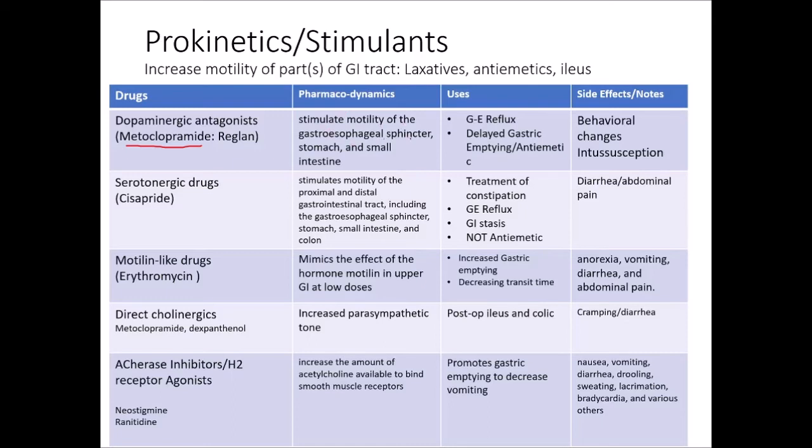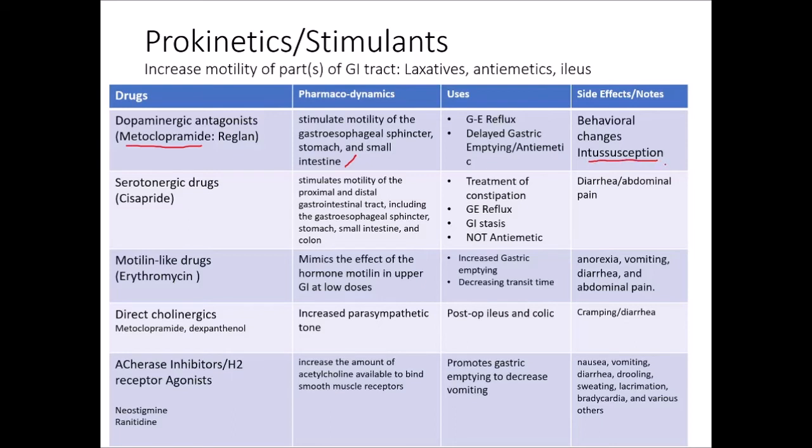Serotonergic drugs like cisapride stimulate the motility of the proximal and distal gastrointestinal tract, including the gastroesophageal sphincter, stomach, small intestine, and the colon. This helps cats in the treatment of constipation, gastroesophageal reflux, and GI stasis. It is not an antiemetic. It just gets things moving toward the distal end. It can cause diarrhea and abdominal pain.